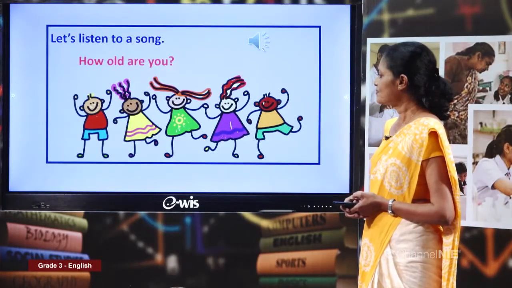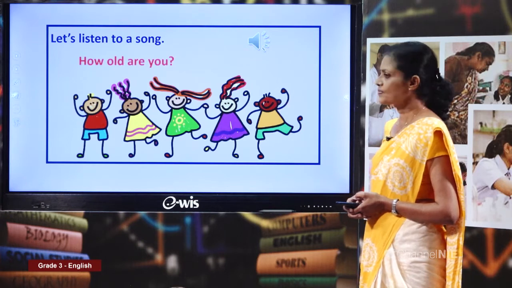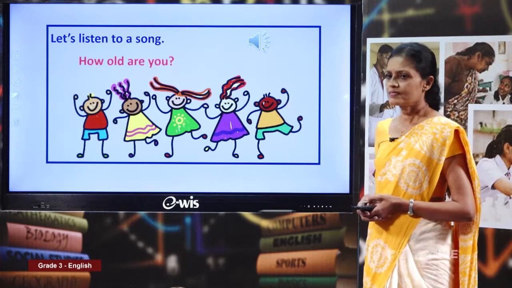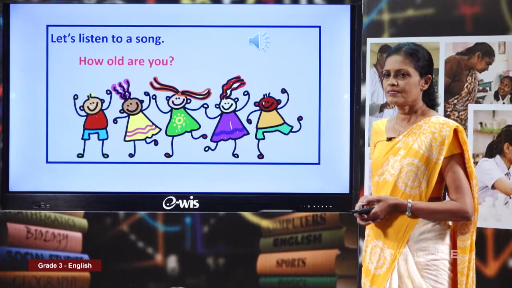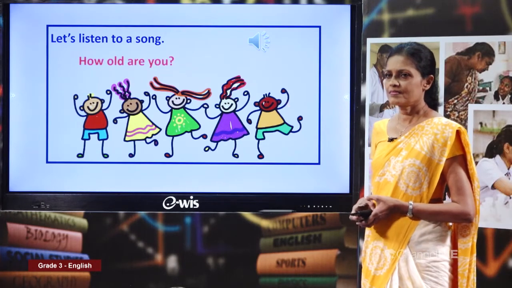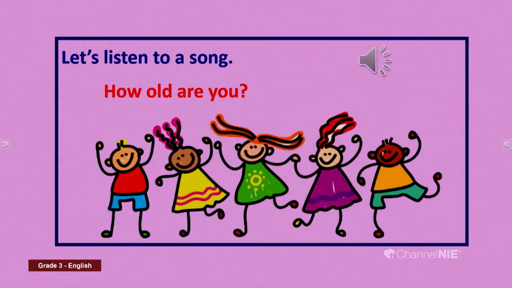1, 2, 3, 4, 5. How old are you? I'm 3 years old. I'm 4 years old. 6, 7, 8, 9, 10. How old are you? I'm 8 years old.